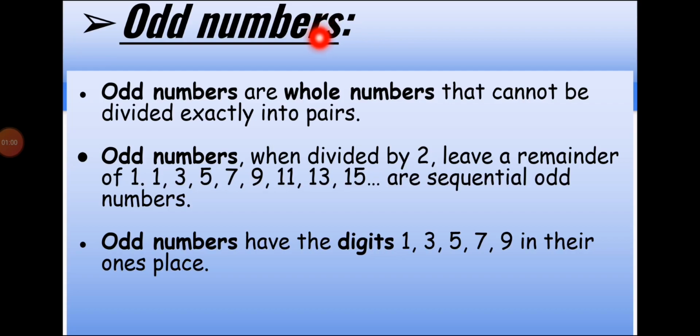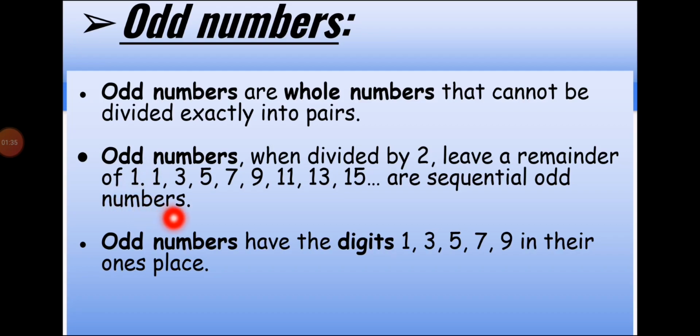Odd numbers. So what are odd numbers? First, we will go through it. Odd numbers are whole numbers that cannot be divided exactly into pairs. Odd numbers, when divided by 2, leave a remainder of 1. 1, 3, 5, 7, 9, 11, 13, 15 are sequential odd numbers. Odd numbers have the digits 1, 3, 5, 7, 9 in their one space. So in short, all odd numbers are the whole numbers that cannot be exactly divided into pairs, and when we divide them by 2, we always get one remainder.